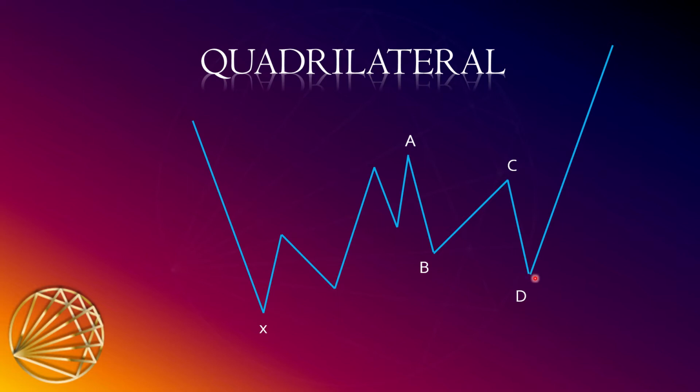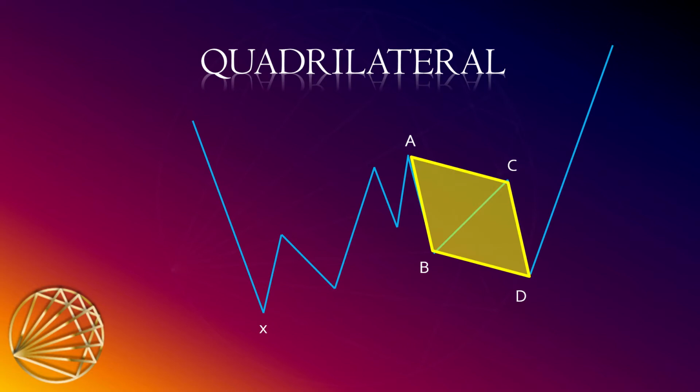Now what we're going to do is use a quadrilateral to give us the same information. We're going to identify the A point, the B point, and the C point to give us D, and we're going to put a quadrilateral right on the screen like this.